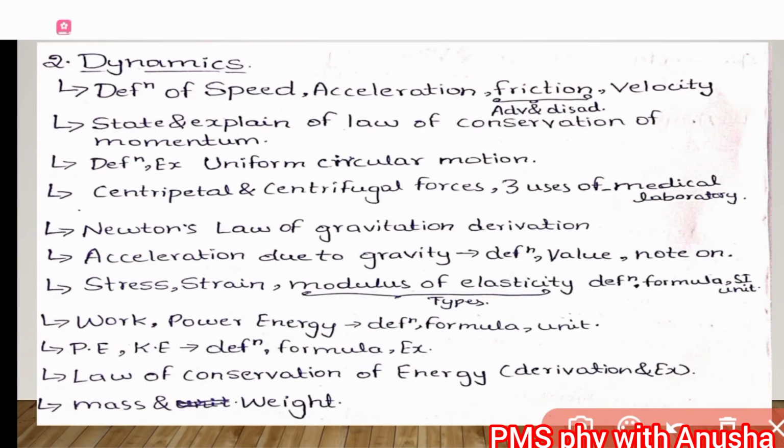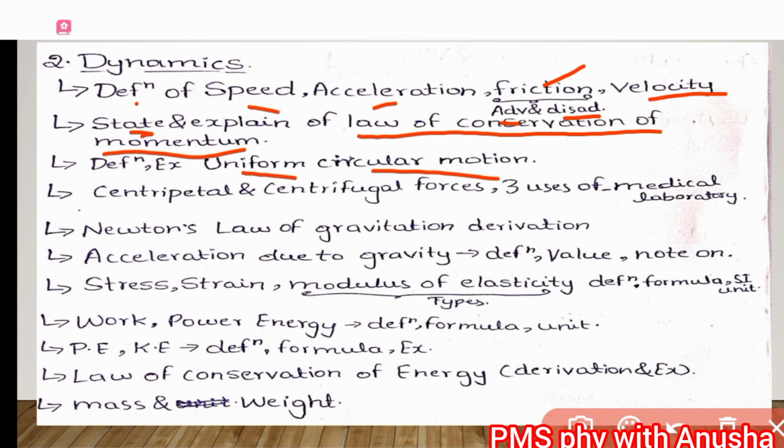Next, second unit, dynamics. In this unit, study speed, acceleration, velocity, definition, formula, SI unit, and also focus on friction, definition, and minimum 3 advantages and 3 disadvantages. Next, study the explanation of the law of conservation of momentum and an example of this law, and also focus on uniform circular motion, definition and 2 examples.